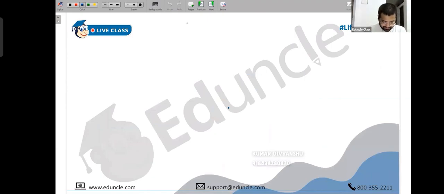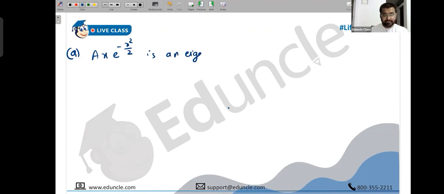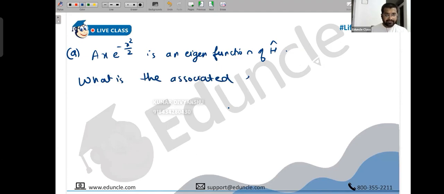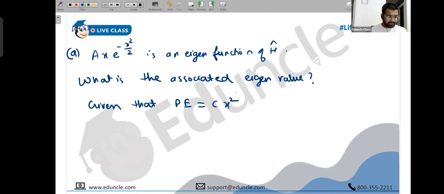So let's take a question, just a minute. We have a question here: A x e raised to minus x square by 2 is an eigenfunction of H cap. What is the associated eigenvalue, given that the potential energy is c x square?